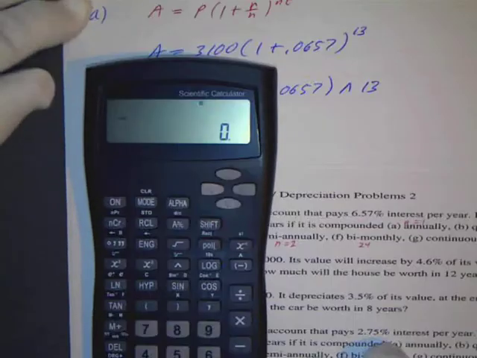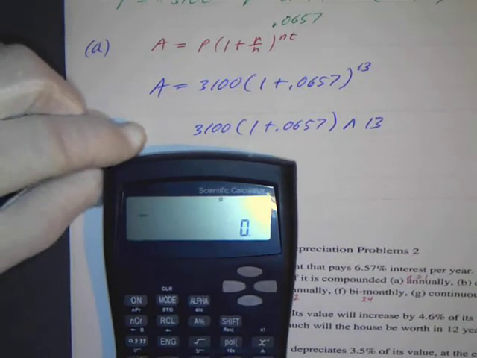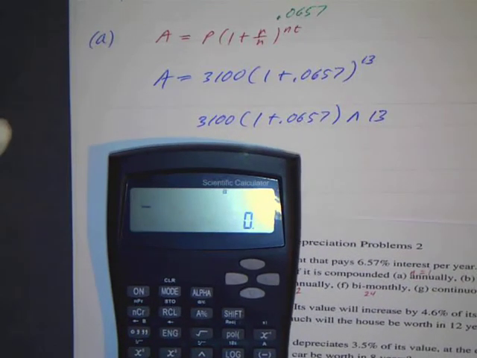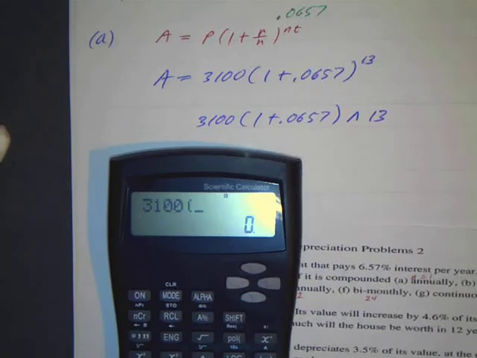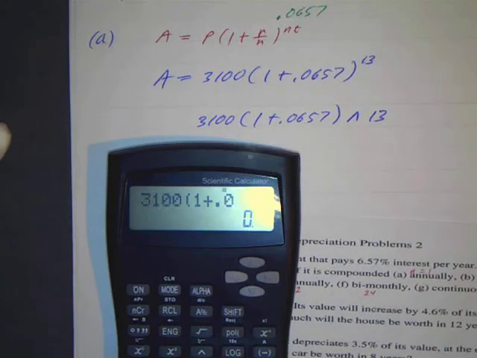And again, we look at our calculator strokes right over here. So I'll put the 3,100, parentheses, find your parentheses on there, and 1 plus 0.0657 parentheses, and then the little caret sign, which raises the power, caret, and 13. And then just press enter.